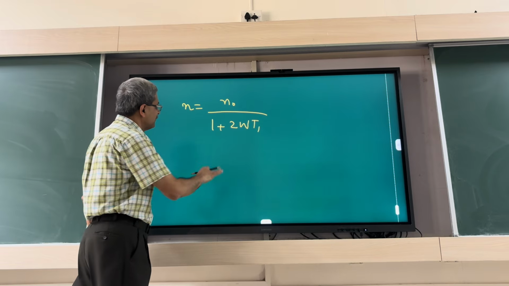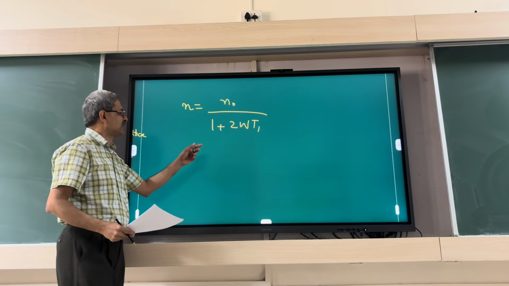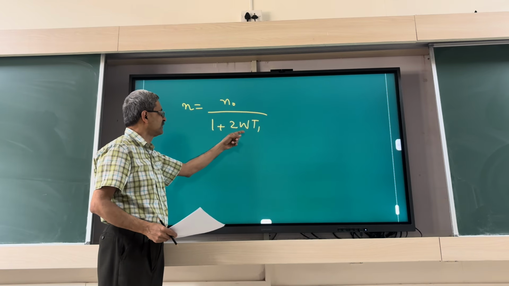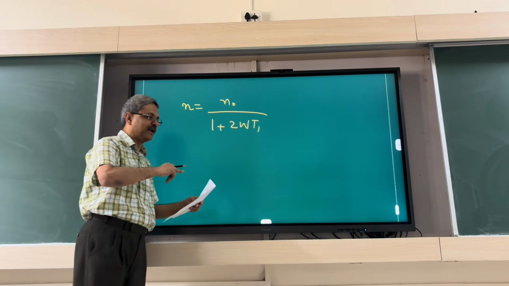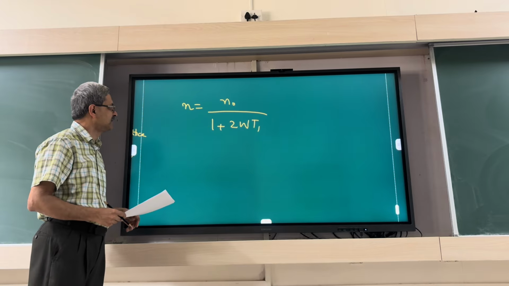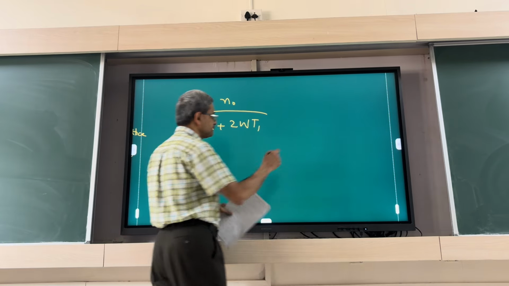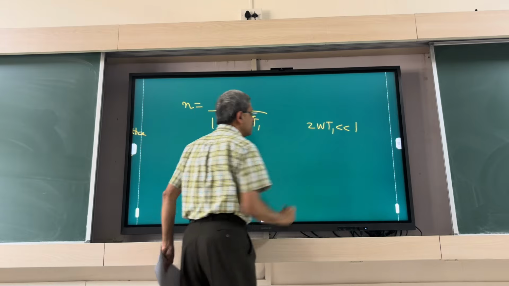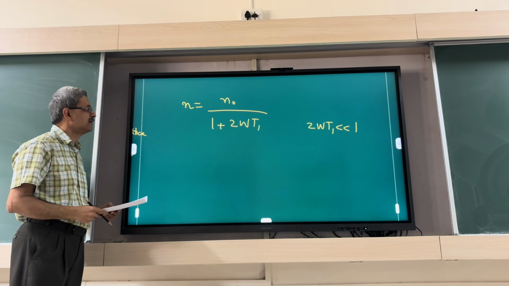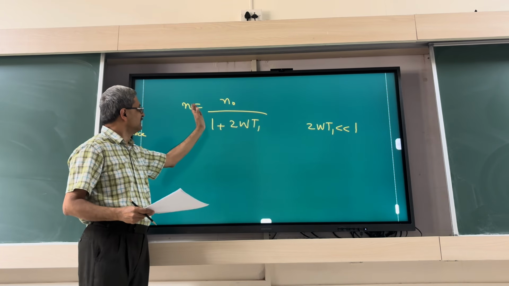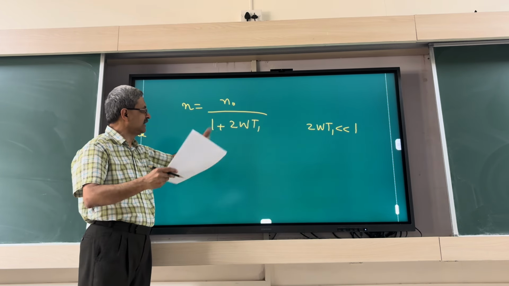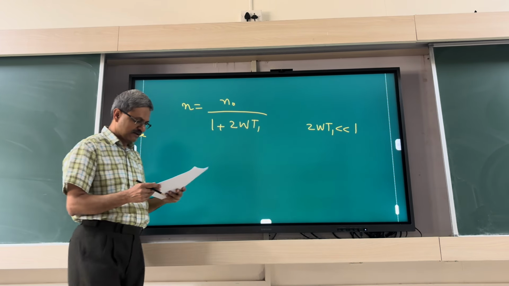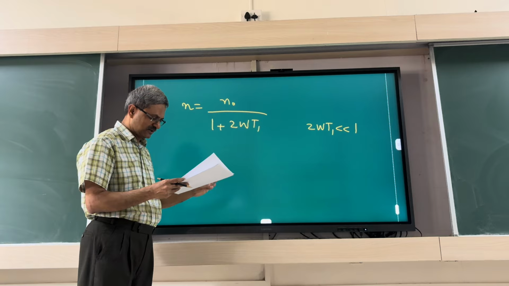So it now depends on one more parameter, because you have a transition due to the RF field, at some rate, and another part due to the spin-lattice coupling, which is part of T1. Suppose in the denominator this 2W_T1 is small compared to 1, then your population at the end is just n naught. But it depends on the detail.